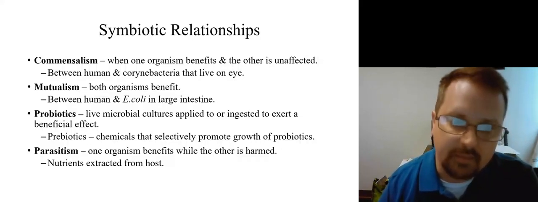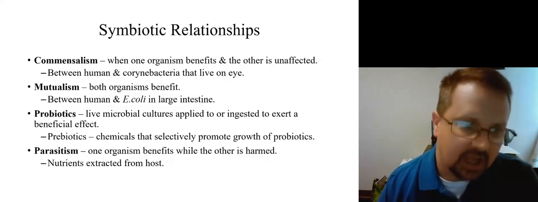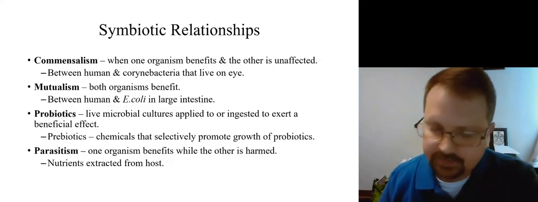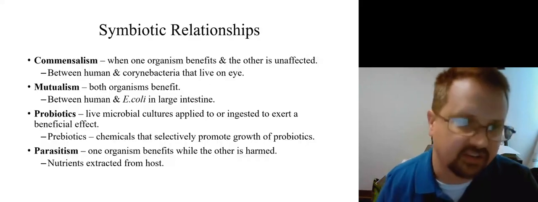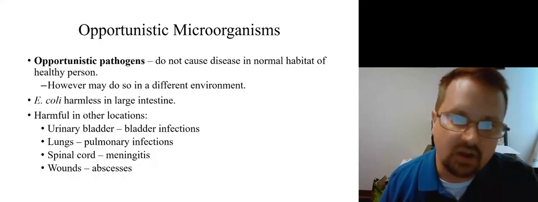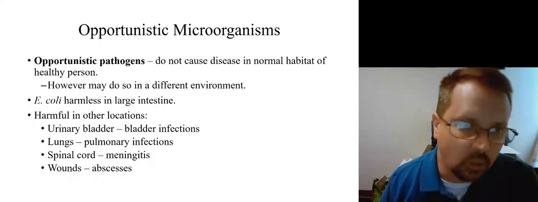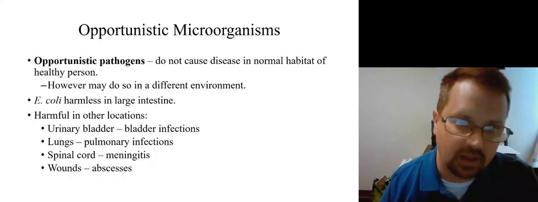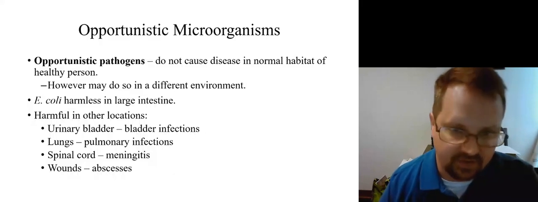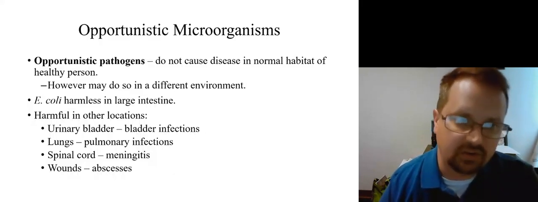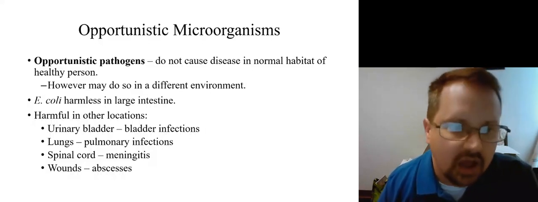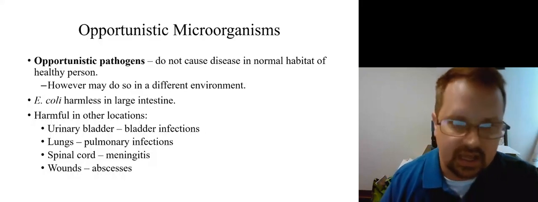Parasitism is when one benefits and the other is harmed. Nutrients are extracted from a host. Good examples are gonorrhea and a lot of your worm infections. Opportunistic pathogens don't normally cause disease in their normal habitat in a healthy person, but they may in a different environment. E. coli is harmless in your large intestine, but if it shows up in places like your urinary tract, your lungs, your spinal cord, or a wound, it can really cause problems.